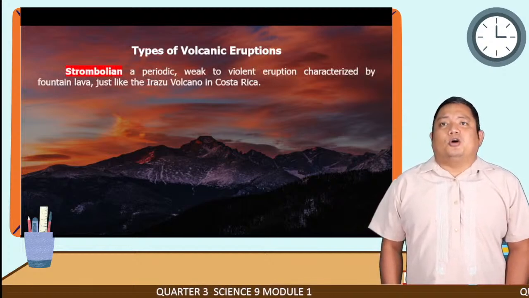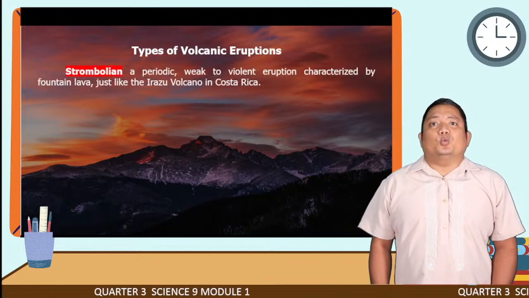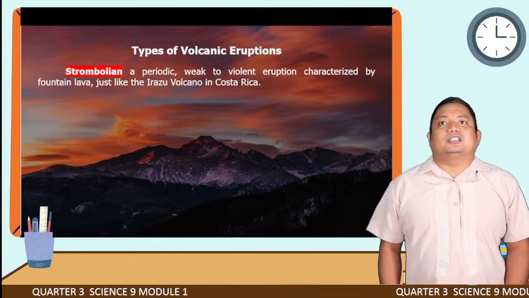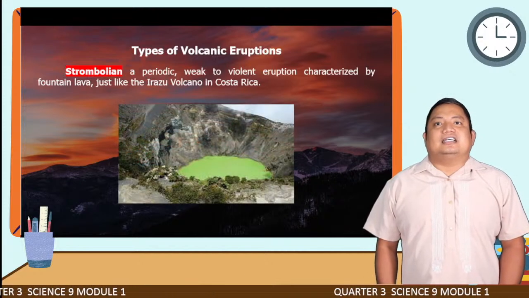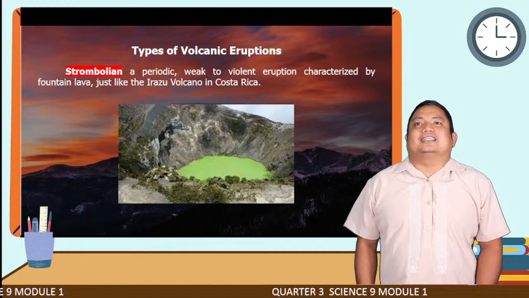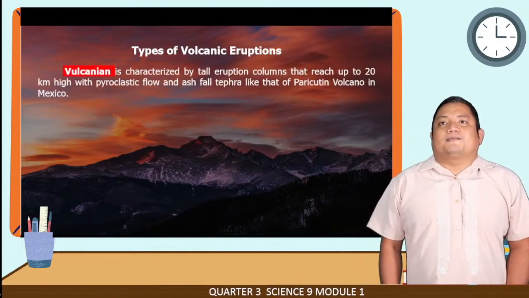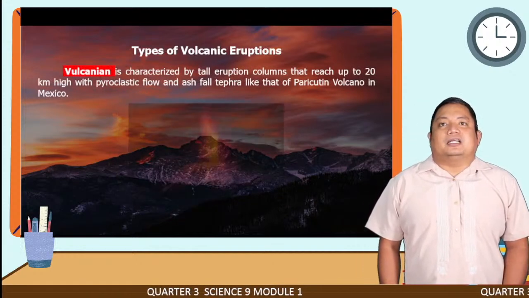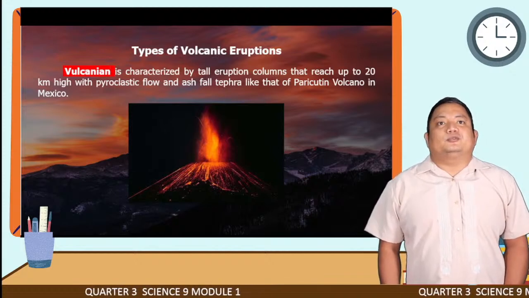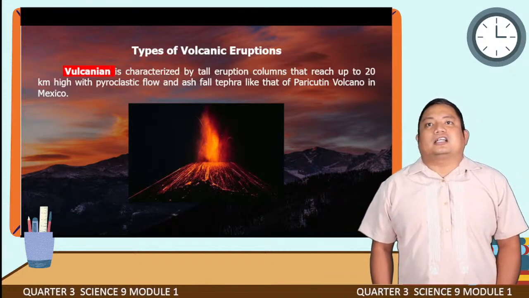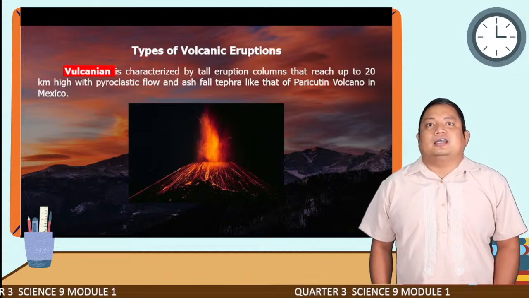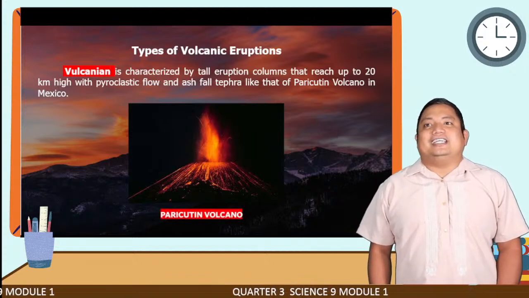Next is Strombolian, a periodic, weak to violent eruption characterized by fountain lava, just like the Irazu volcano in Costa Rica. Next is Vulcanian. It's characterized by tall eruption columns that reach up to 20 km high with pyroclastic flow and ash fall tephra like the Paricutin volcano in Mexico.